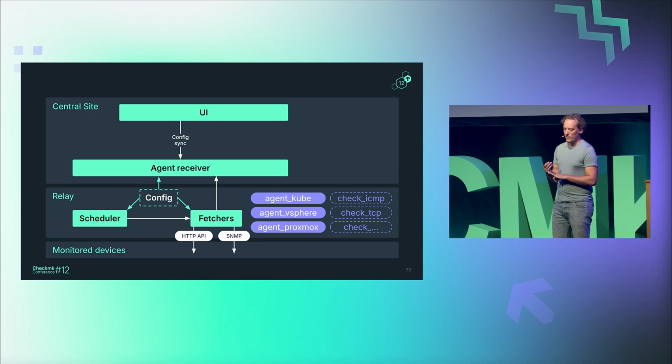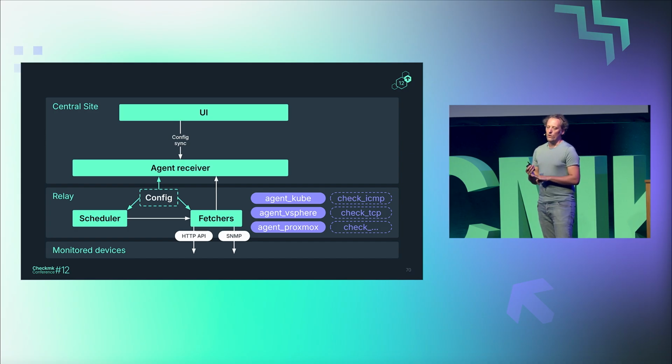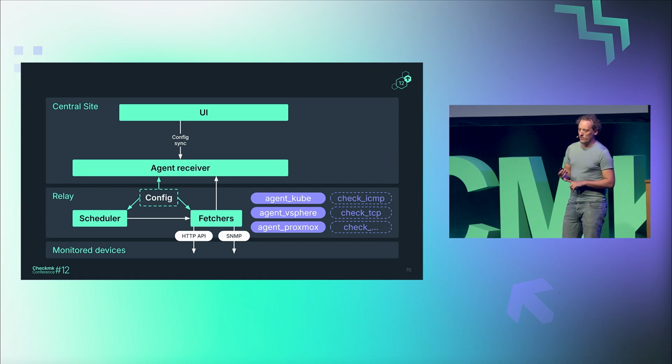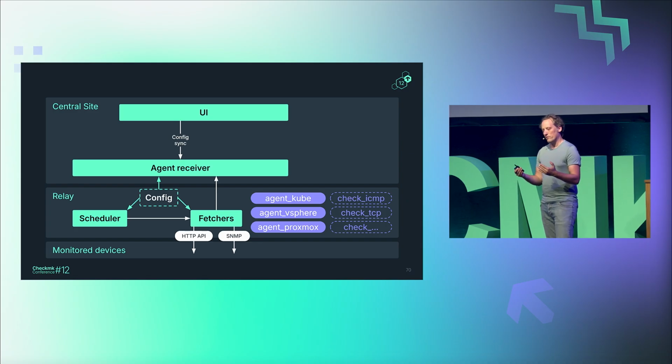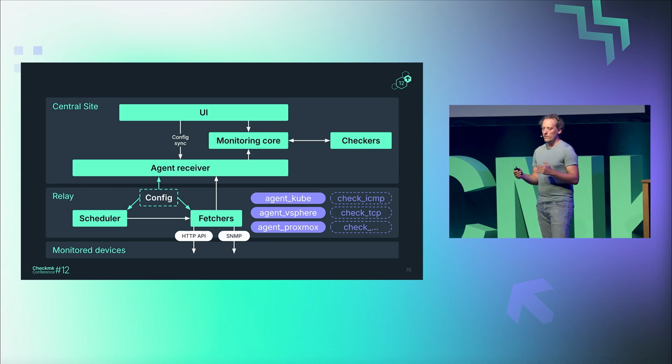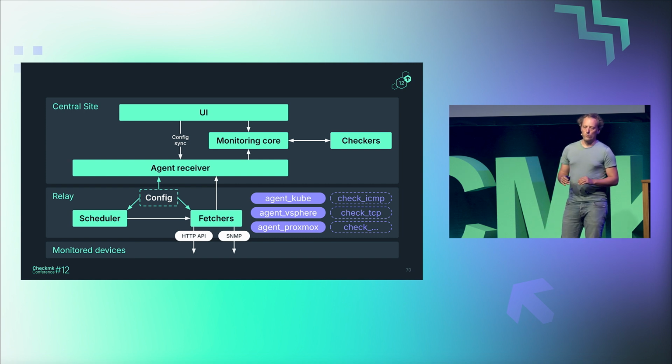They will fetch the data from the monitored host, either via HTTP API or SNMP. So all the SNMP libraries are in there, all the special agents are in there, soon the active checks will be in there as well. And then the response is pushed back to the agent receiver. The agent receiver forwards it to the monitoring core, and the monitoring core will do what it always does.